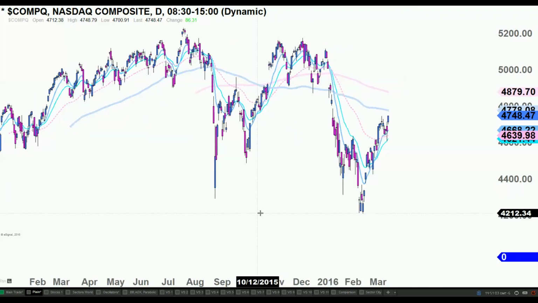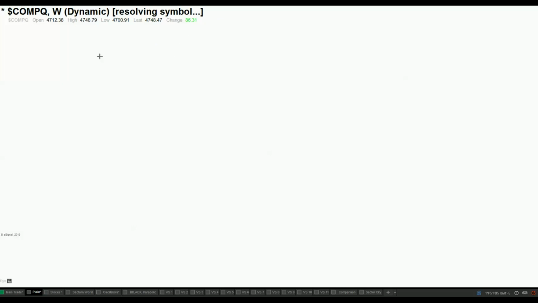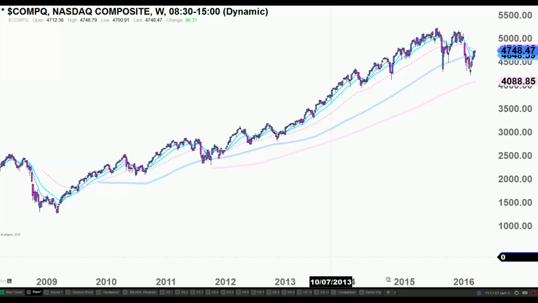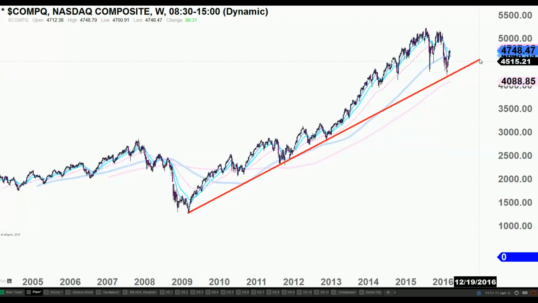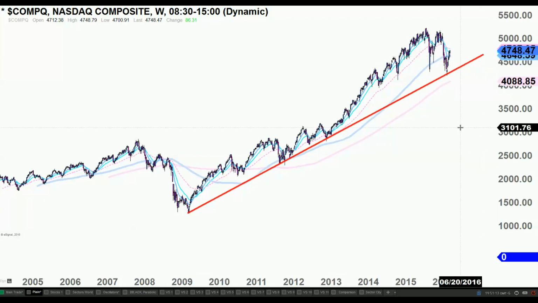So NASDAQ is pretty similar. At first, I wanted to look at the weekly chart on the NASDAQ and really zoom out, and we can definitely see that we're still in the vicinity of the major primary term uptrend. Again, what I'm saying is we're still in the major primary term uptrend vicinity. What that means is this can potentially be that primary term higher low.